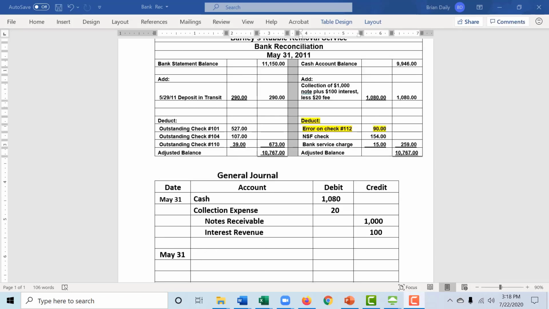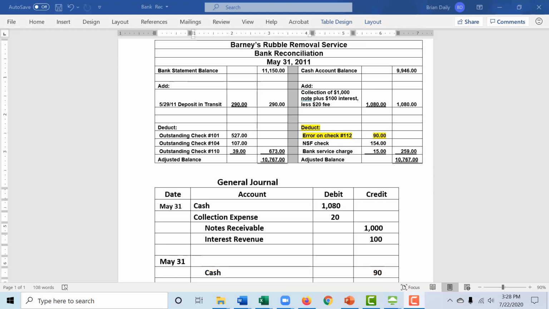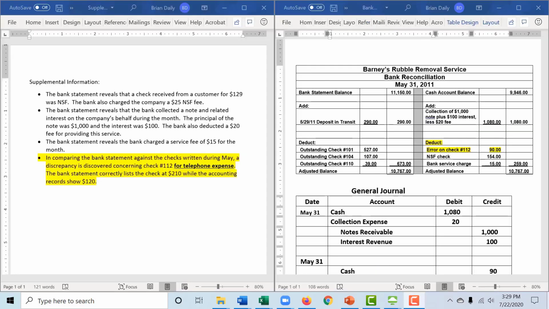The next adjustment we need to make to our cash account balance deals with the error that was made concerning check number 112. Since this error required us to deduct from the cash account balance, we need to credit cash in our journal entry. To determine the account that we need to debit, we need to refer to the supplemental information. The supplemental information regarding this error shows us that the check was written for telephone expense. We need to add $90 to the telephone expense account to correct it. This is accomplished by debiting it.